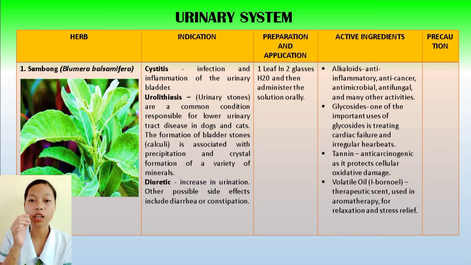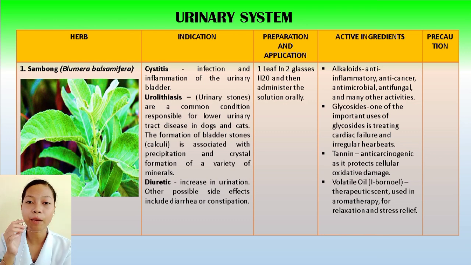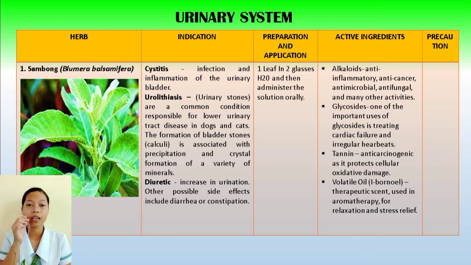Diuretic, increase in urination. Other possible side effects include diarrhea or constipation. For its preparation and application, 1 leaf in 2 glasses of water and then administer the solution orally. Its active ingredients are alkaloids, anti-inflammatory, anti-cancer, antimicrobial, antifungal, and many other activities. And glycosides, one of the important uses of glycosides is treating cardiac failure and irregular heartbeats, or also known as cardiac glycosides.